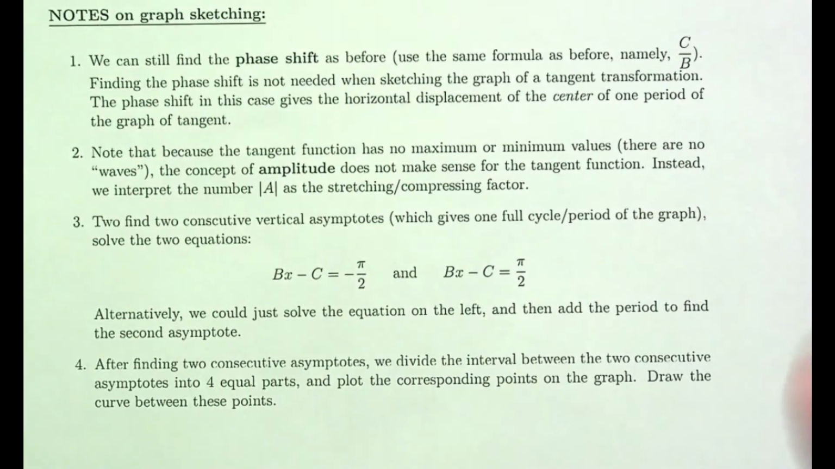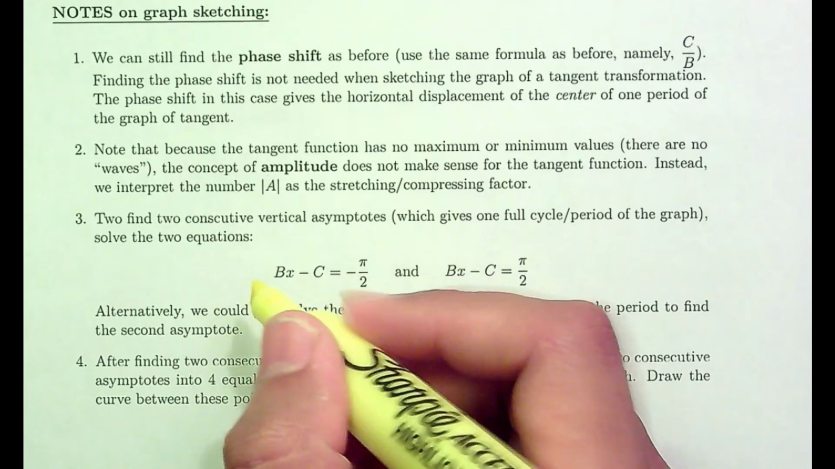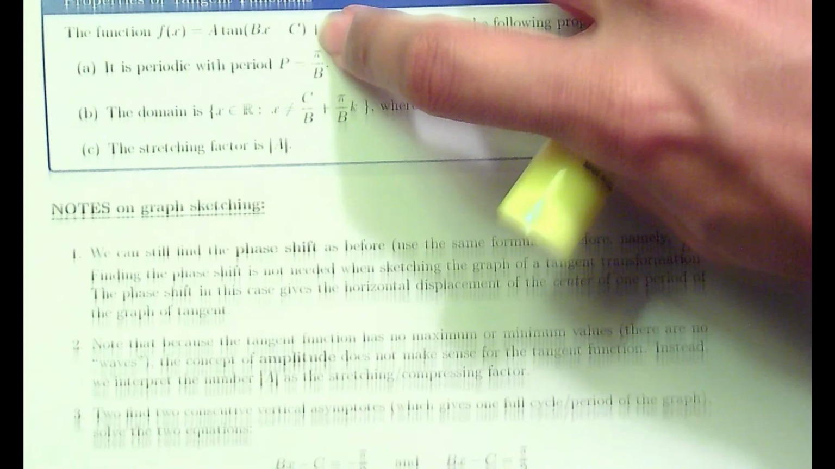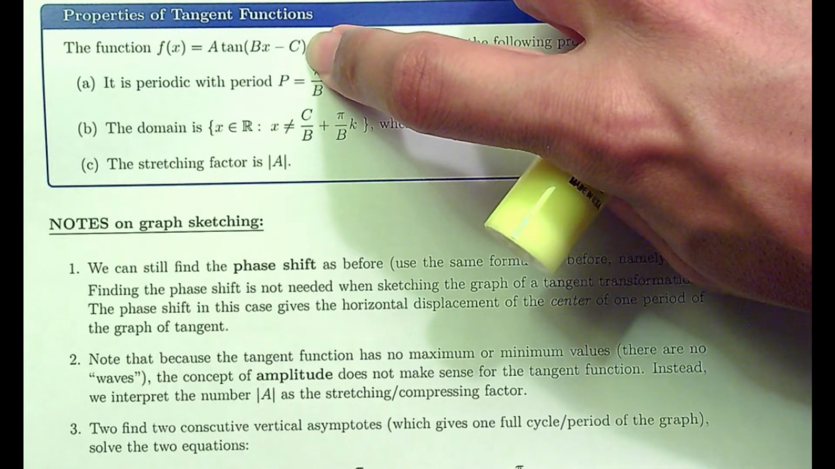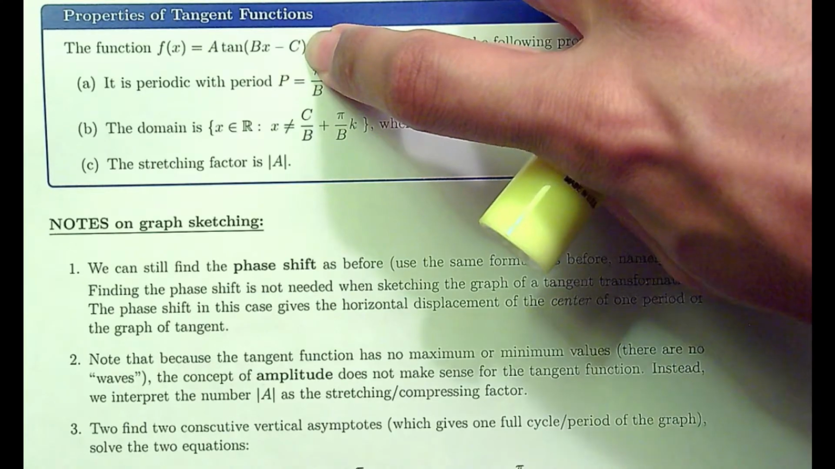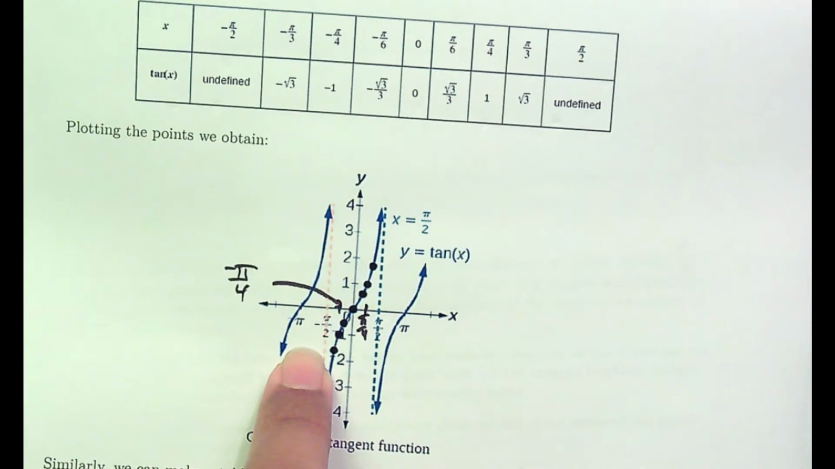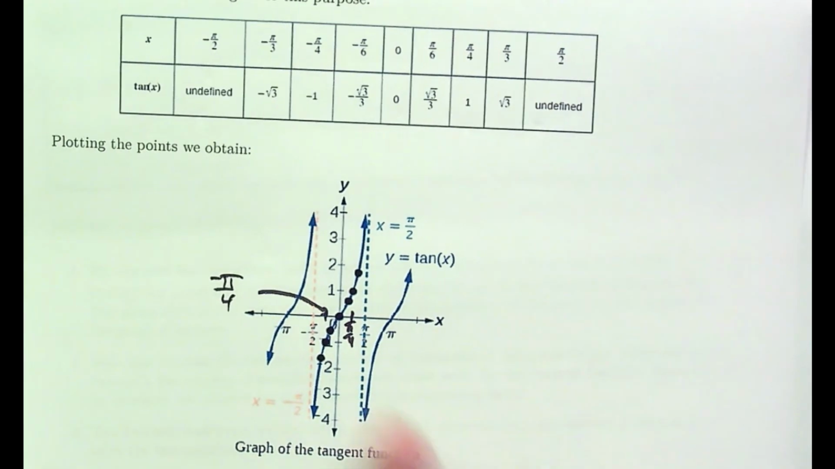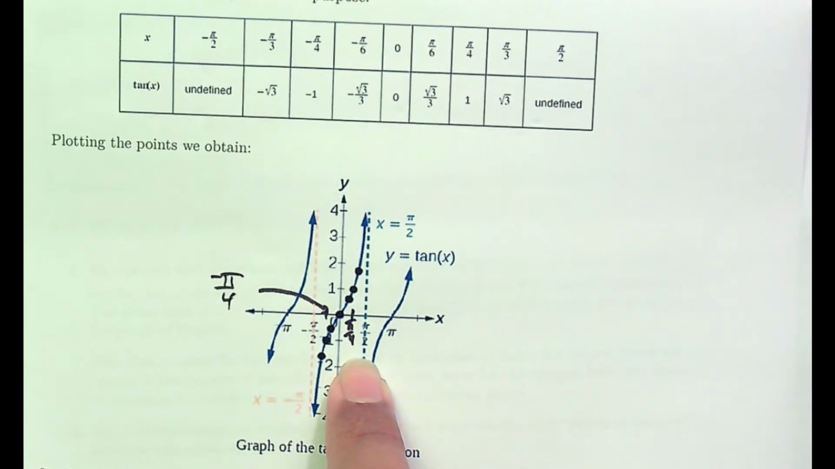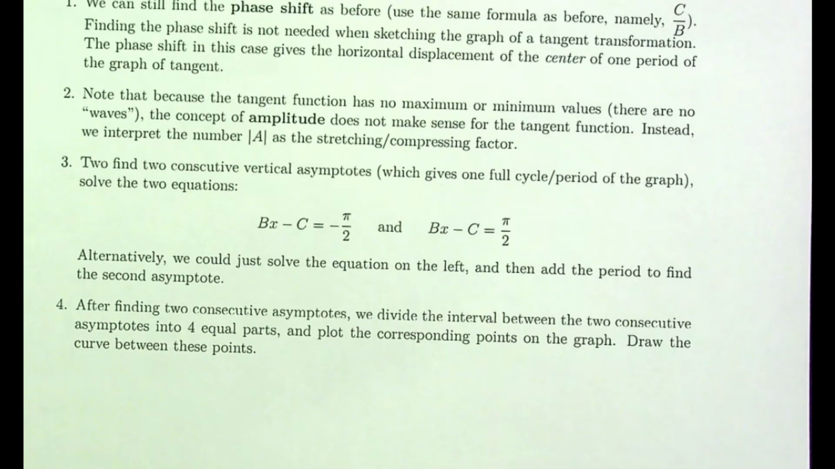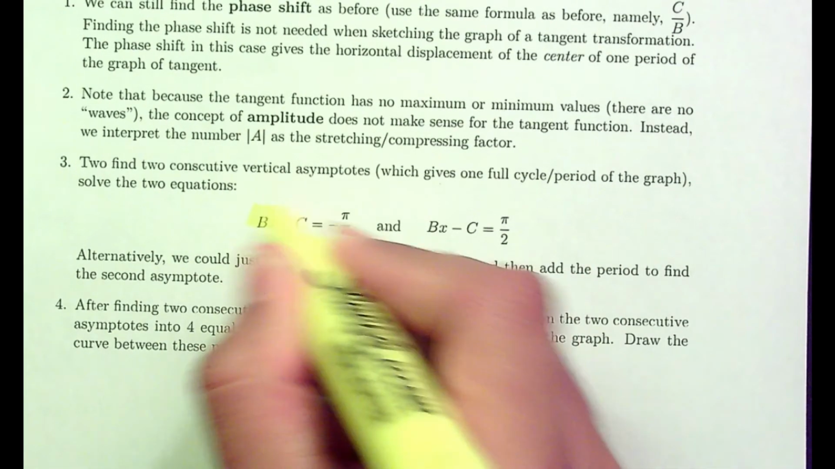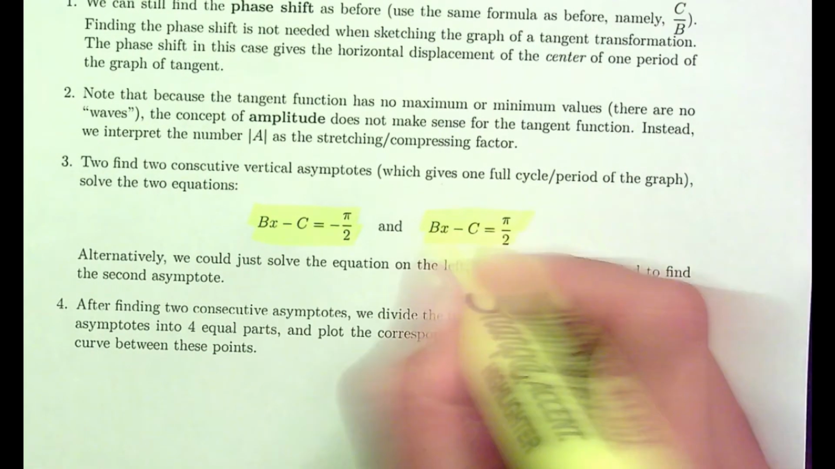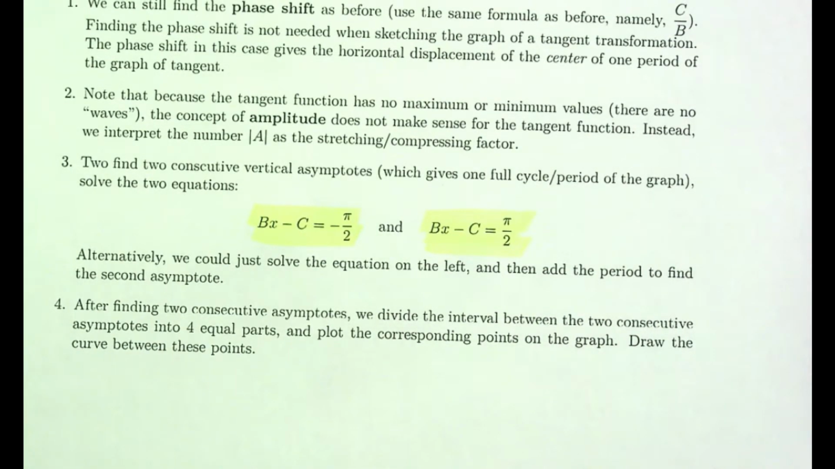Well, to find where those consecutive asymptotes are, you're going to take the inside of the tangent, the bx minus c part, and set it equal to the left asymptote, which is negative pi over 2, and solve that equation. Then do the same, taking bx minus c and setting it equal to the right asymptote, which is pi over 2. So you take the inside, set it equal to negative pi over 2. That gives you one asymptote. And you do the same for the other asymptote, which is pi over 2.